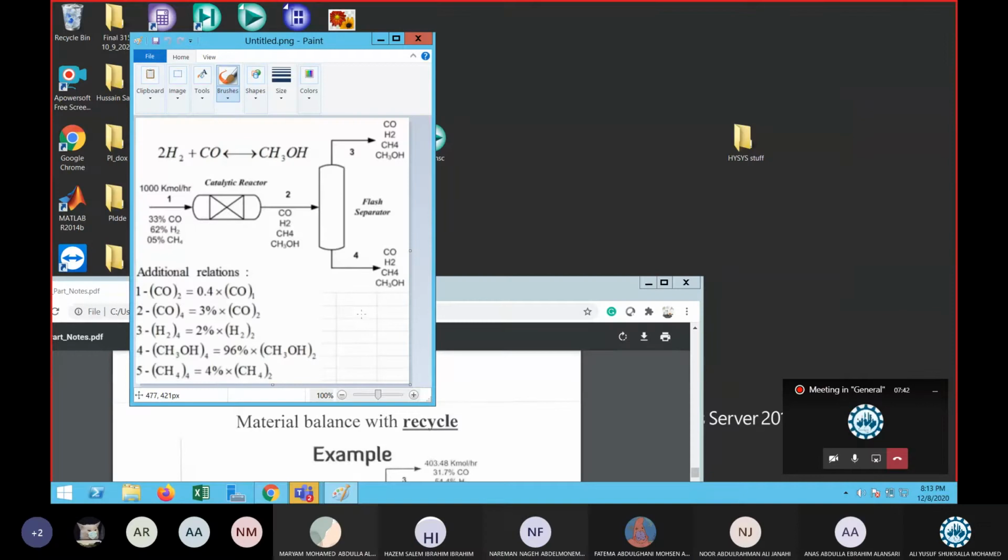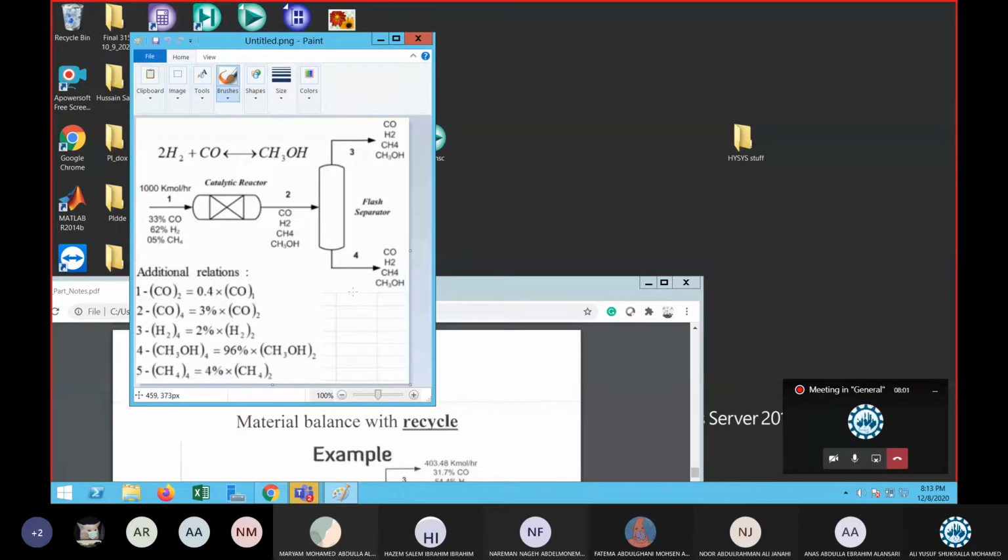Okay, so I do need a separator here, because I don't want to waste some of the reactant. So I'm separating them, as you can see here. Of course, this problem I can solve.